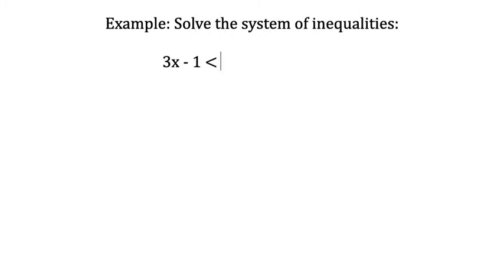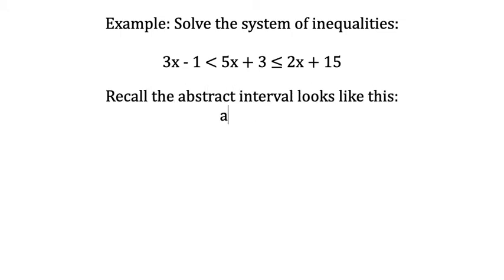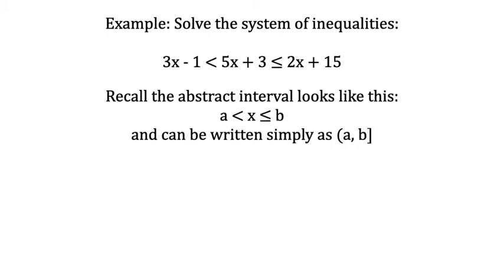Let's do an example. Solve the system of inequalities: 3x minus 1 is less than 5x plus 3, which is less than or equal to 2x plus 15. Recall that the abstract interval a is less than x, less than or equal to b, can be written simply as (a, b]. So the question is, what is a and b in this example?